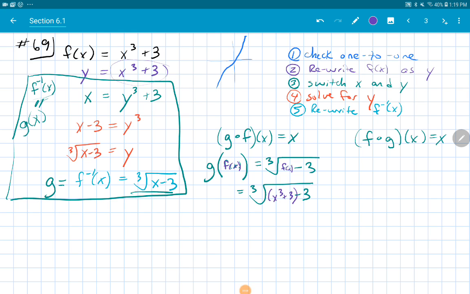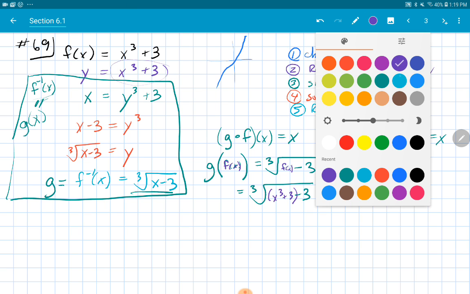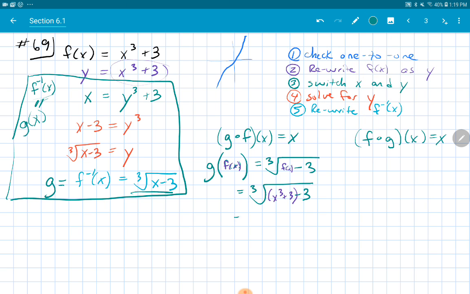And then I can move those parentheses around because addition is associative. And I get the cubed root of positive 3 minus 3 cancels each other. So I can write x cubed plus 3 minus 3. And just moving those parentheses gives me cubed root of x cubed, which is x. So half done. Now I got to do the other composition.